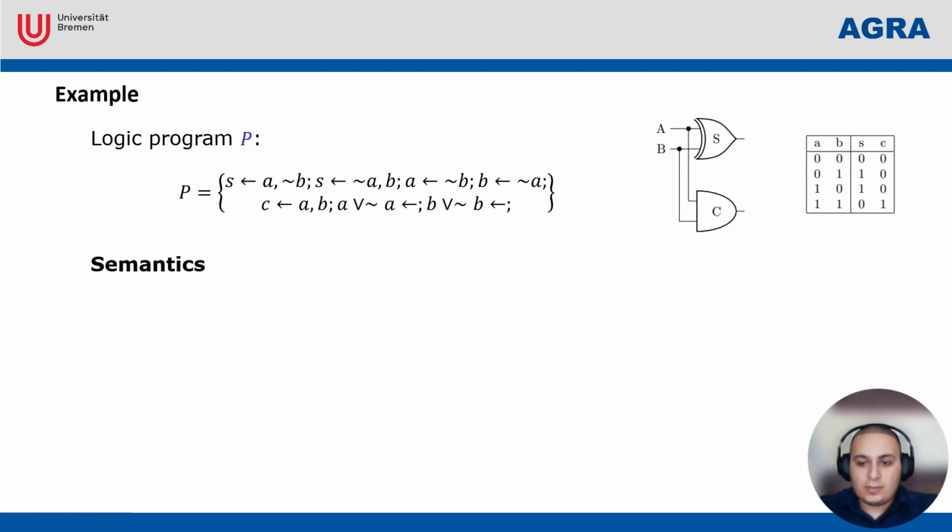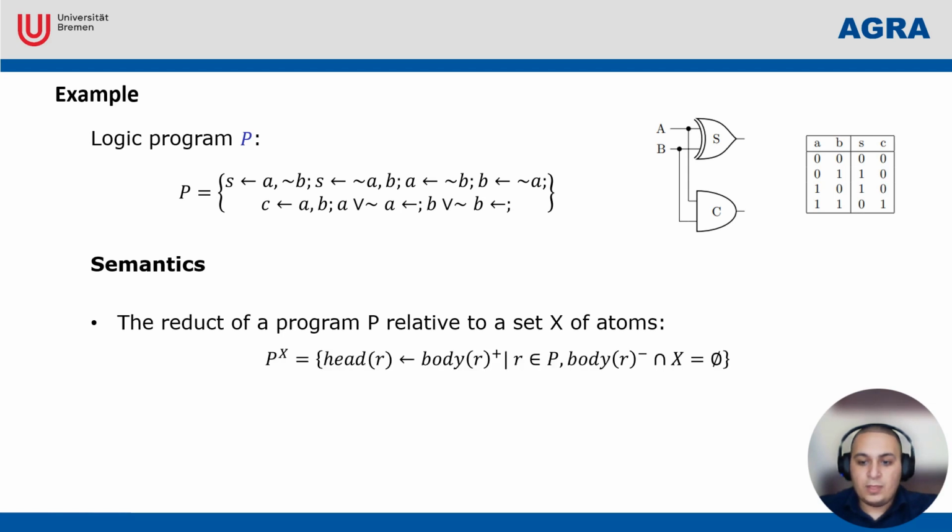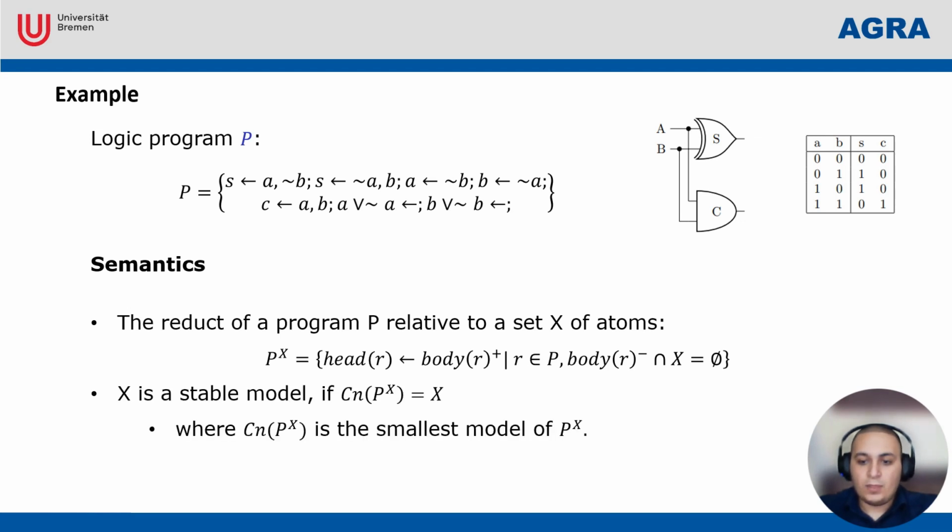For the semantics, the semantics is defined in terms of a reduct. So given a set of atoms X, a program P under X contains only a rule with its positive atoms if and only if this rule contains no negated atoms in X. And finally, X is said to be a stable model or an answer set if X is the minimal set of atoms that corresponds to a model of the program under the reduct.